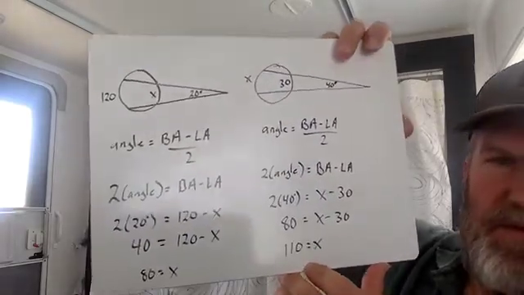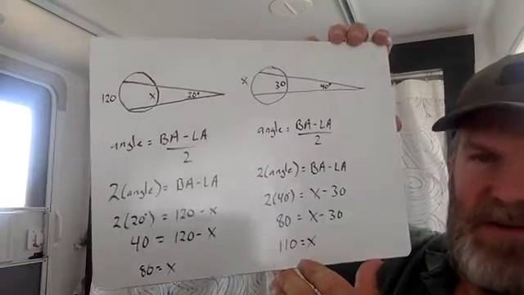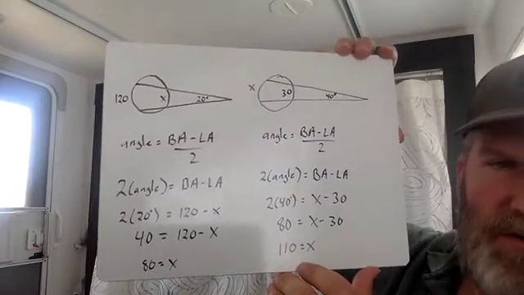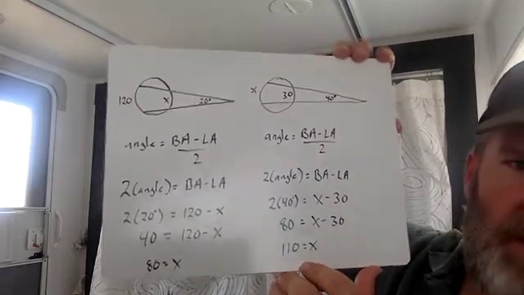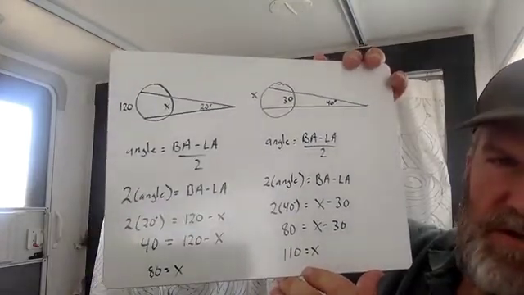So these are the 3 different types of problems that you could have when the angle is outside the circle. You could be missing the angle, or you could be missing the little arc, or you could be missing the big arc. One of 3 different situations. They all use the same formula. It's just a matter of a little bit of algebra.